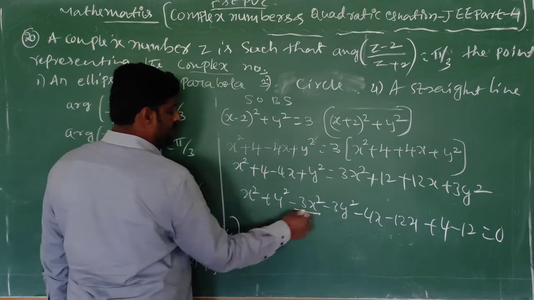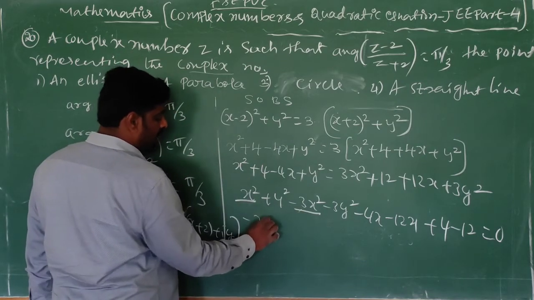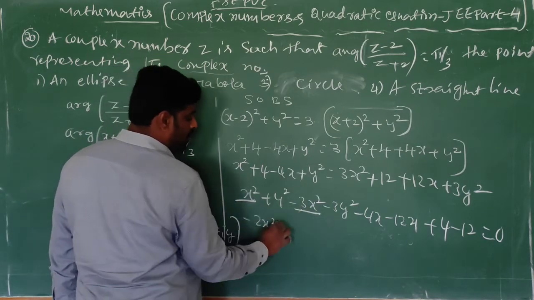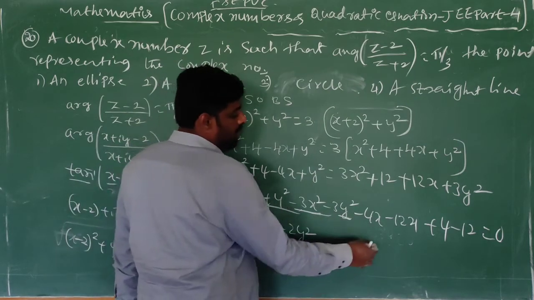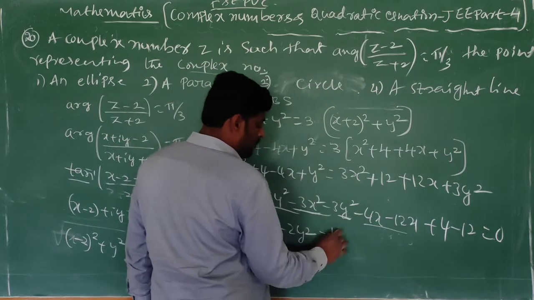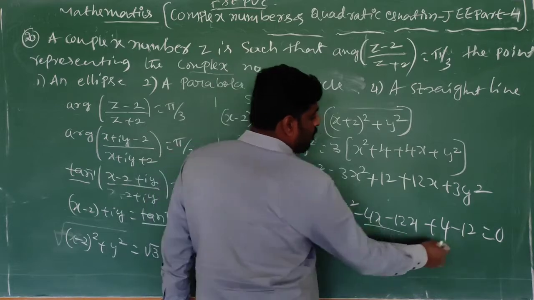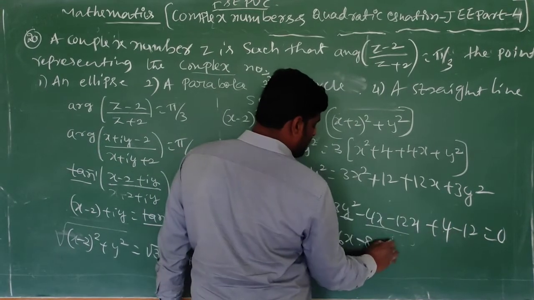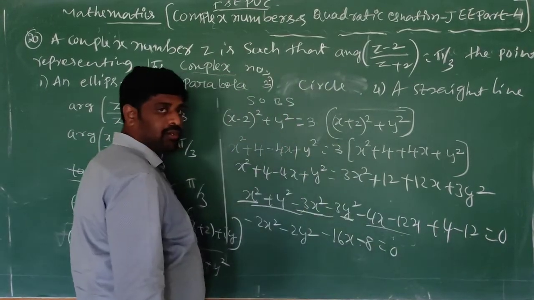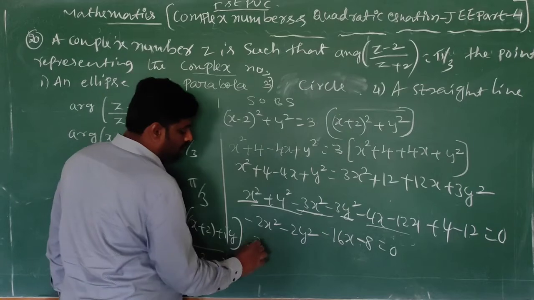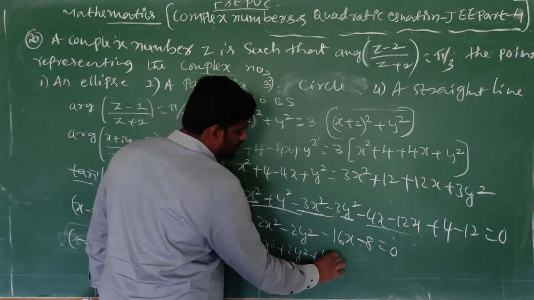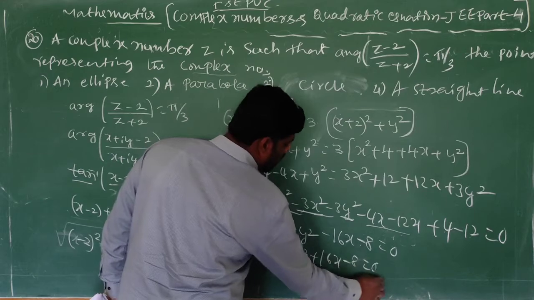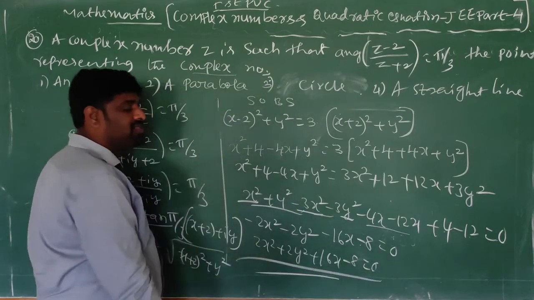So minus 3x square gives minus 2x square, minus 2y square. Okay. So next, minus 12x minus 4x is minus 16x, and 4 minus 12 is minus 8, equal to 0. And again here, taking the minus common, 2x square plus 2y square plus 16x minus 8 is equal to 0. It is the equation of a circle.